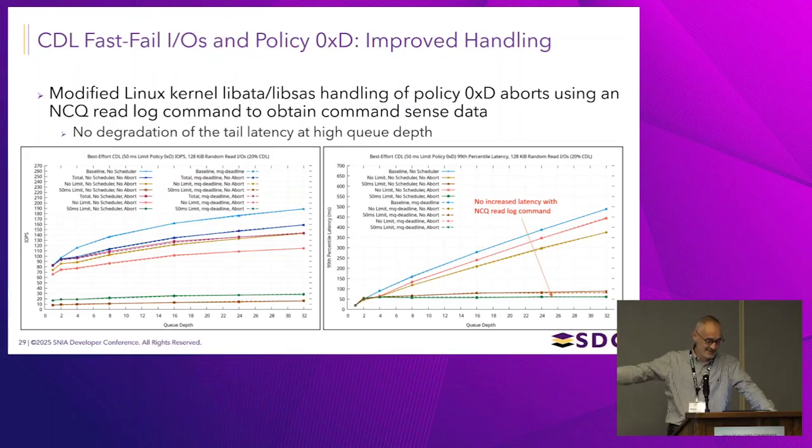Even with a crazy workload like I have here, you can maintain your latency control. If you look at the IOPS, you'll see there's a bit of variation, and you actually get better IOPS, which is counterintuitive, but you do improve the IOPS by aborting some commands. And you can maintain your tail latency.